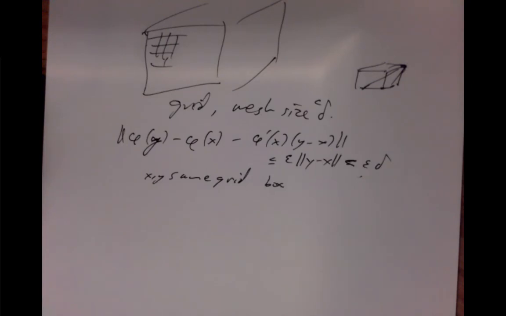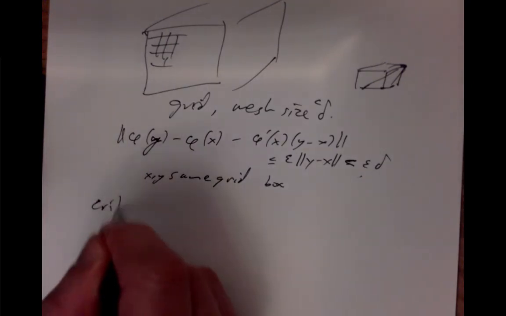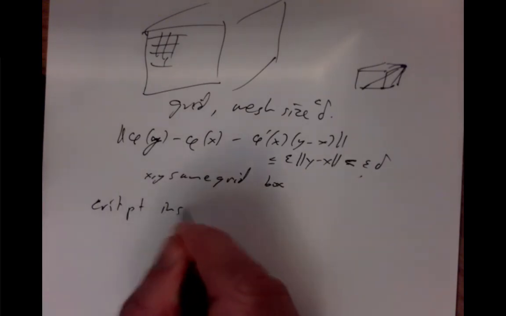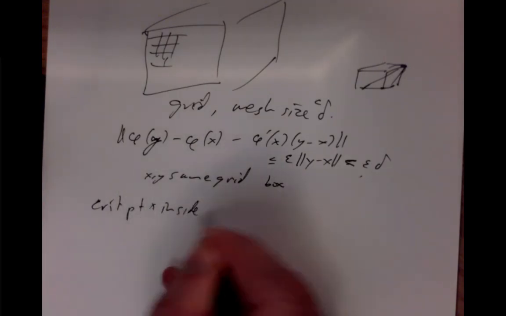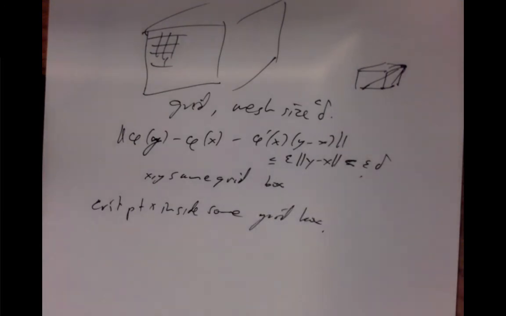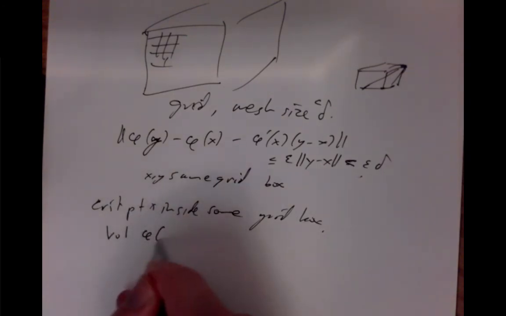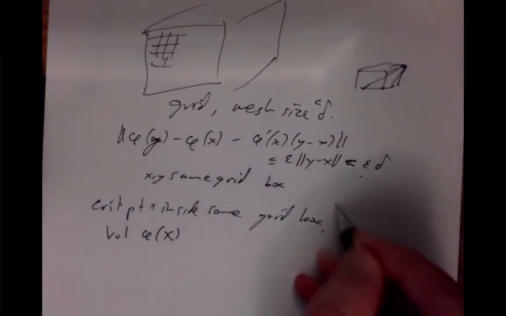Now suppose we start with a grid box with a critical point inside it. Let's say x is inside some grid box. One of these little tiny grid boxes has a critical point in it. What we want to calculate is the volume of the image of some grid box, capital X.